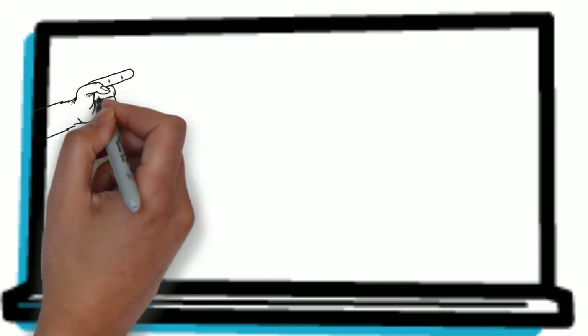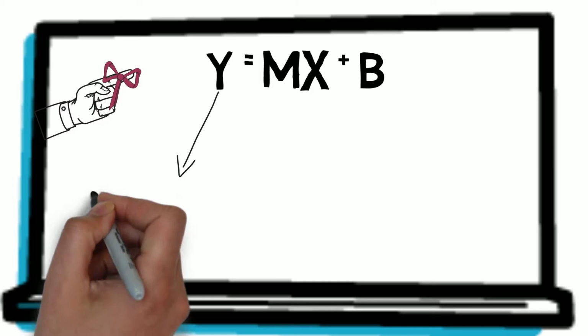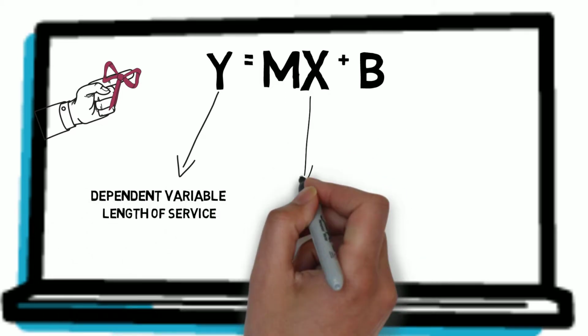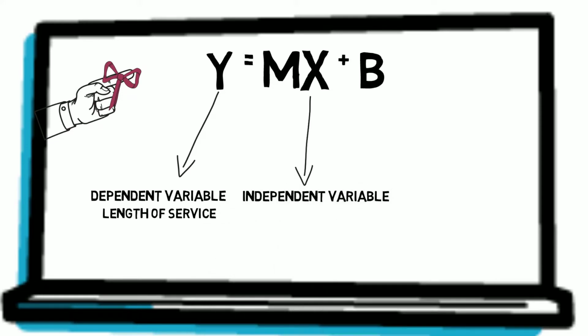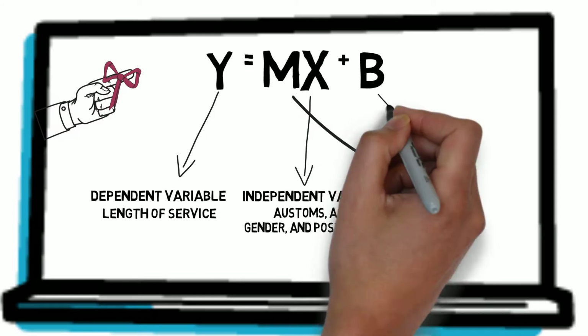Now how many of you remember the formula y equals mx plus b? It's okay if you don't, because I'm going to go through it. Y is the dependent variable. So in the case of my project, this was length of service. X is the independent variable. So for this project, I looked at all the OSTOM scales as well as age, gender, and postal code.